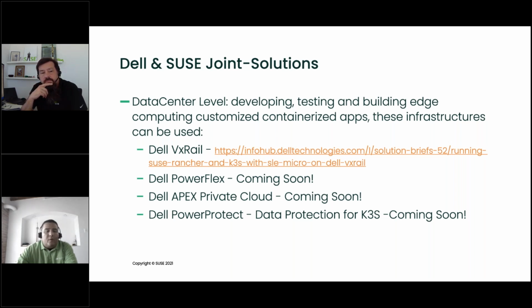So we have been working with Dell VxRail, which is one of the most important HCIs from Dell Technologies. We tested SUSE Rancher, K3s, and SLE Micro, and with this stack you can create your customized containerized application and test it, including Fleet, to make sure the applications are deployed the way you want before you do that at the edge components in production. So this could be one of the use cases.